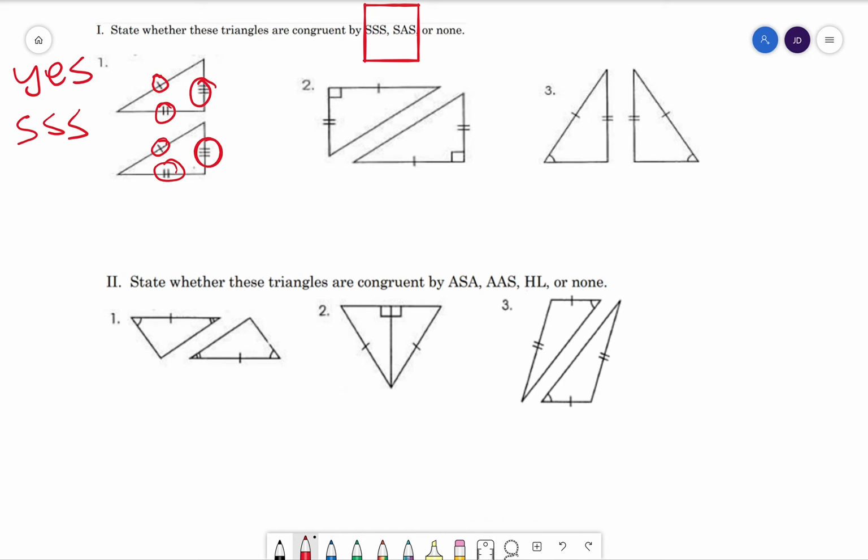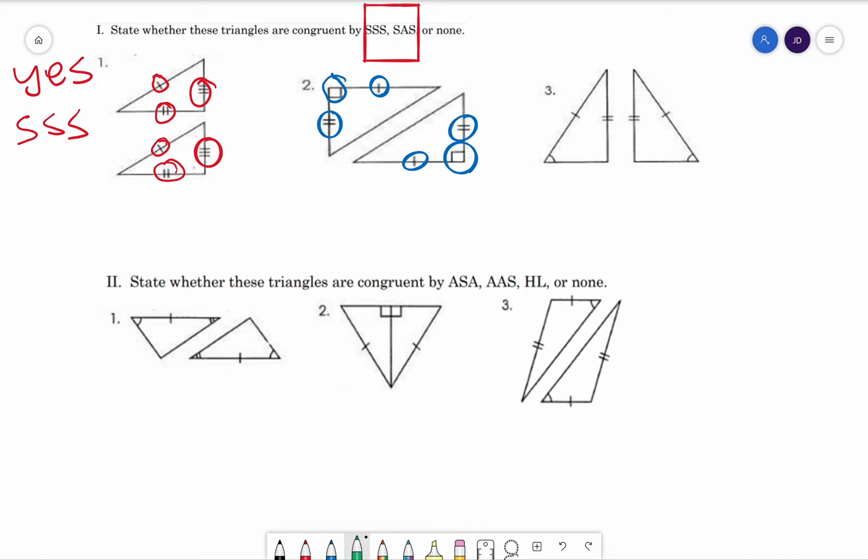All right, let's look at number two. Well, we got a side here, we have a side here, and we have what's called the included angle. Listen, if it had given us this angle and this angle, that wouldn't work, because it's not in the middle. The angle has to be in the middle. Does that make sense? The angle has to fall between those two sides. So this would not work, but this does. It's side, side, and we have the included angle.